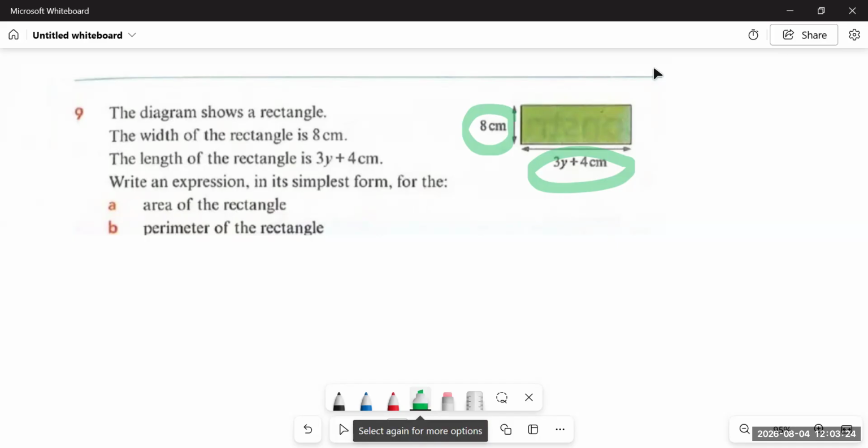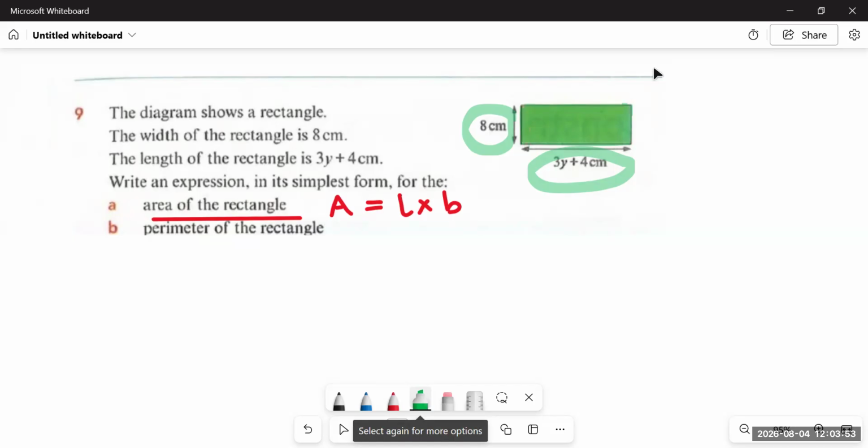Now we have to write an expression in its simplest form for the area of the rectangle and the perimeter of the rectangle. So students, first you must know how we find the area of a rectangle. We use the formula length multiplied by breadth. For any two-dimensional shape, the area is basically the amount of space covered by that shape. So the rectangle covers this much space.